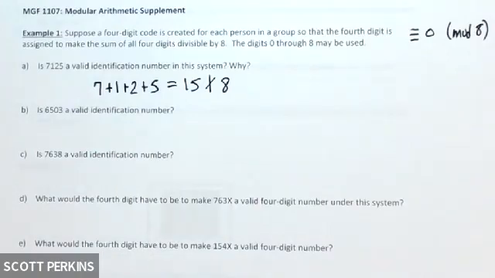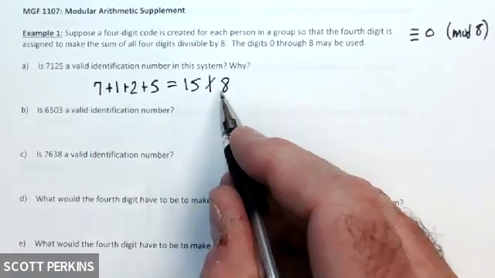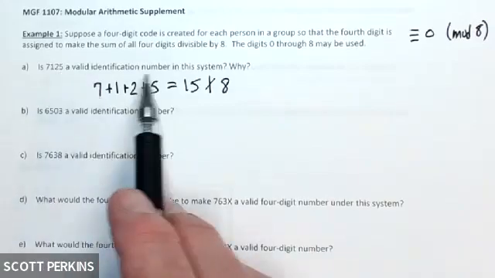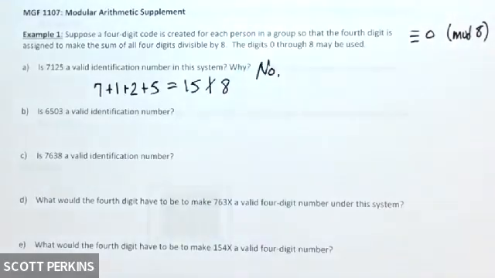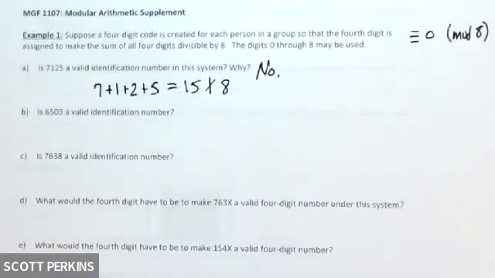I told you, math people love symbols for everything because we're fundamentally lazy. So we love symbols. So 15 is not divisible by 8. So is this a valid identification number? The answer is no, and the reason why is because 15 is not divisible by 8.